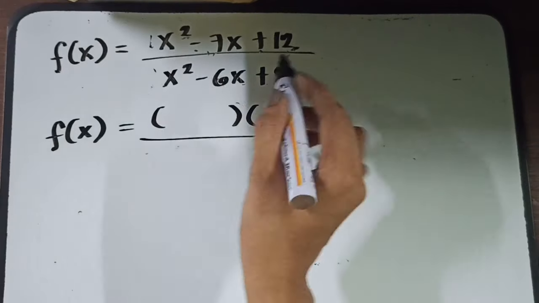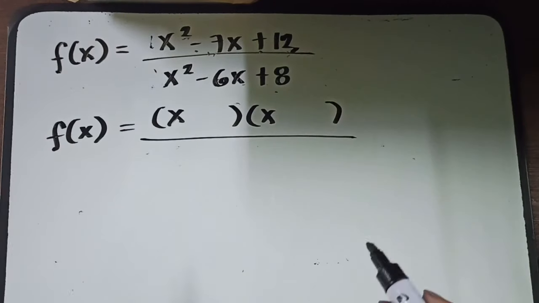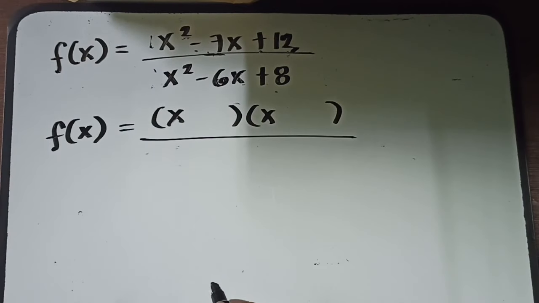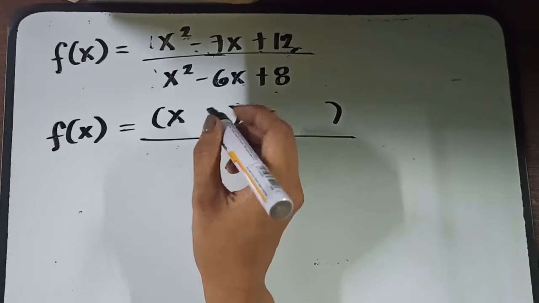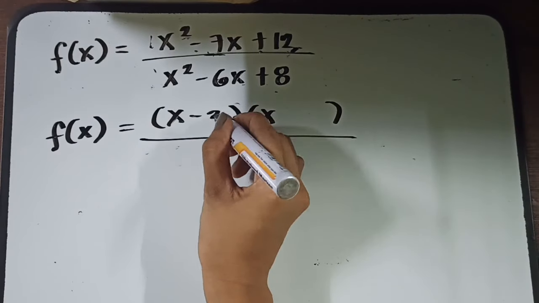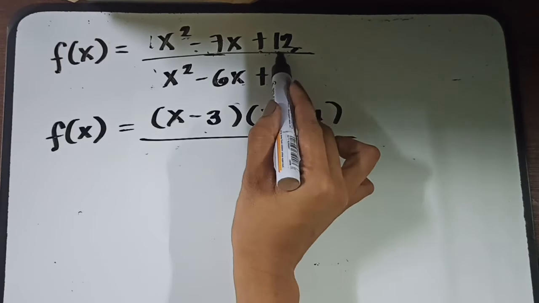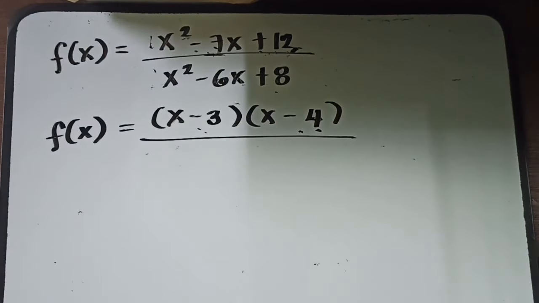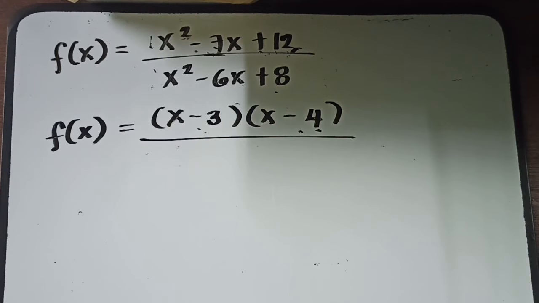So, sa numerator, mag-isip ng dalawang number na kapag pinag-multiply, ang sagot is positive 12 at kapag pinag-add, ang sagot ay negative 7. Okay, so that is negative 3 and negative 4. So, negative 3 multiplied by negative 4 is positive 12. Negative 3 plus negative 4 is negative 7. Therefore, the factor of this trinomial is x minus 3 multiplied by x minus 4.